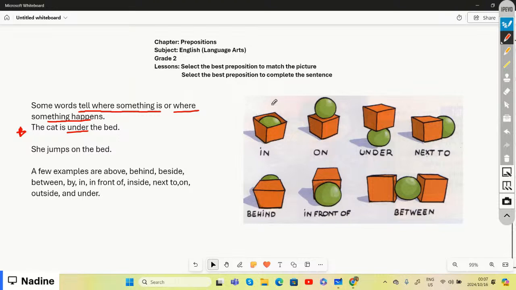If we look at another example, it says she jumps on the bed. What is she doing? Where is it happening? It is happening on the bed because she jumps on the bed. So it's happening on the bed that she is jumping. She's not jumping next to the bed, it's on the bed.